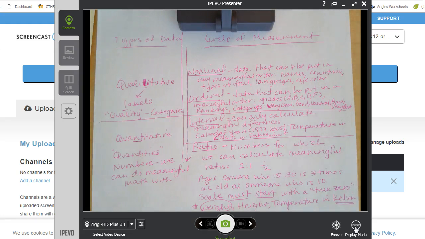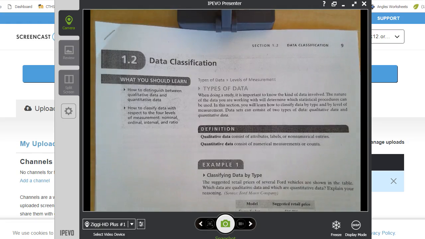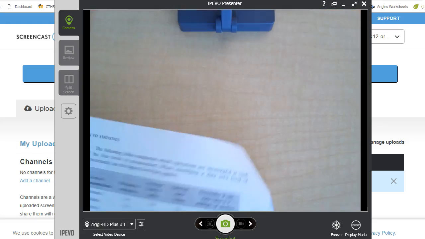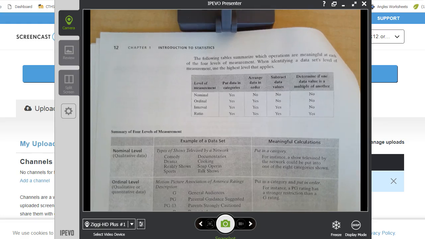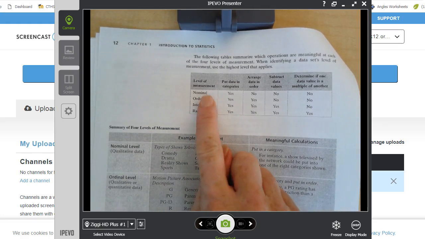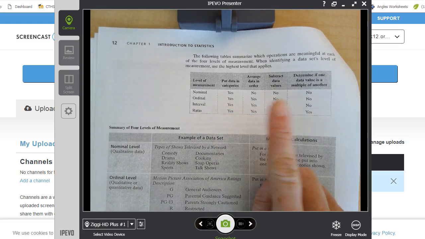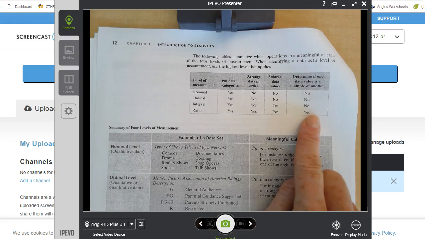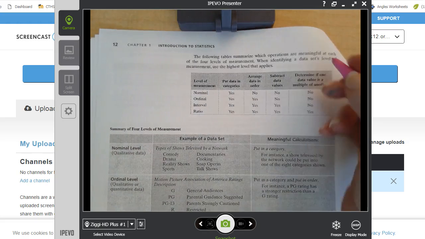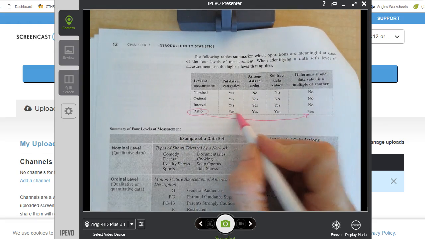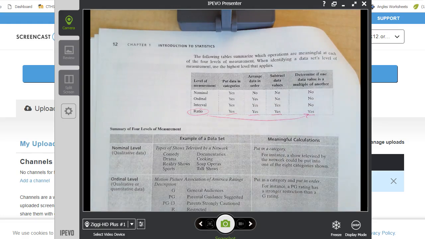Okay. All right, so let's pause for a moment and we'll open up the pack we had and look at some of the examples. Okay, just a reminder, we're in the data classification pack 1.2. Also, you have all your notes from that, but on page 12, there's a nice table that reminds you for each level of measurement, what can I do with it? Can I arrange it in order? Can I subtract data values? Can I determine if one data value is a multiple of another, meaning ratios, right? And you'll see ratio is the one that we can do the most with. Okay, so I'd take a look at that.